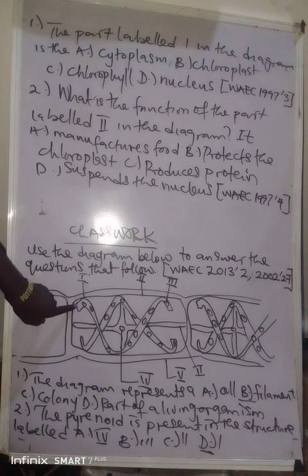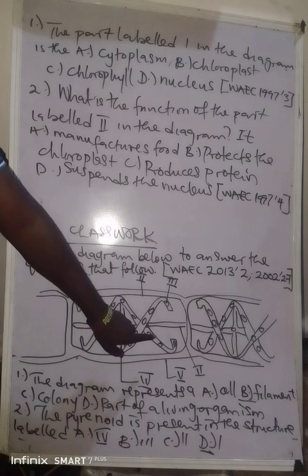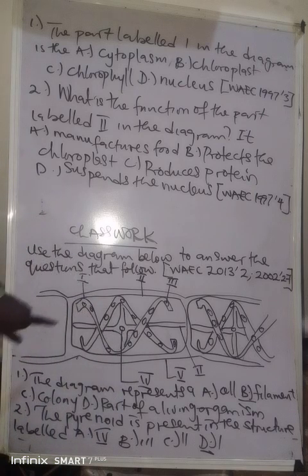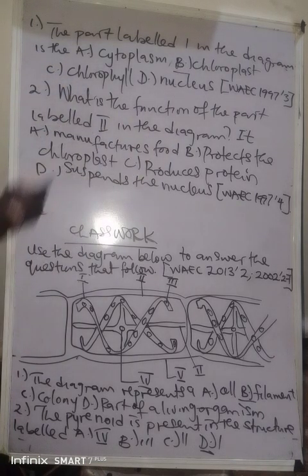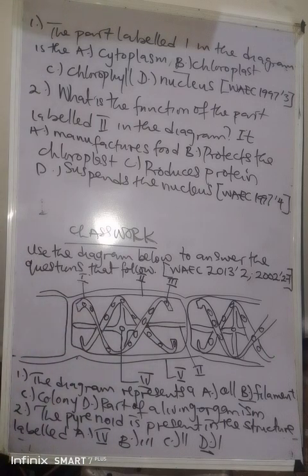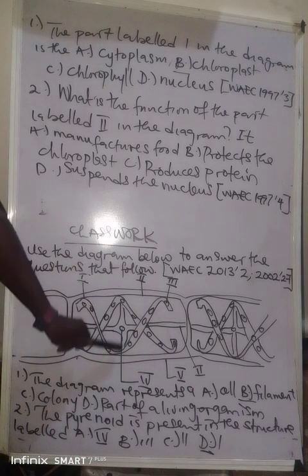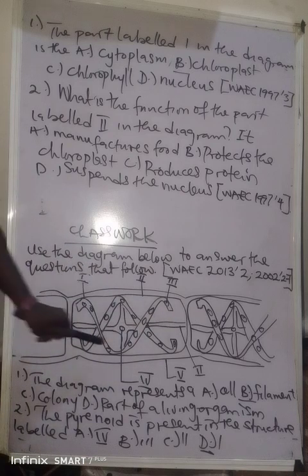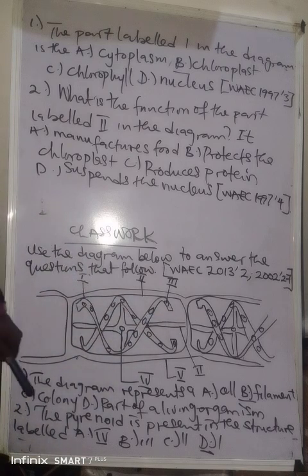What is this thing that looks like a belt? What is its name? That one is the chloroplast. That's option B. Then what is the function of the part labeled 2, this star-shaped thing? Check your table. What is its name? Cytoplasmic strand. So check the function of cytoplasmic strand.